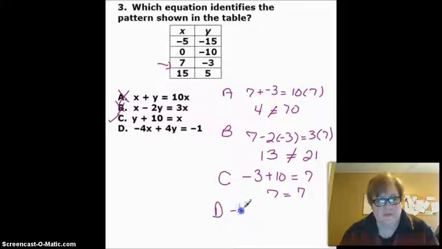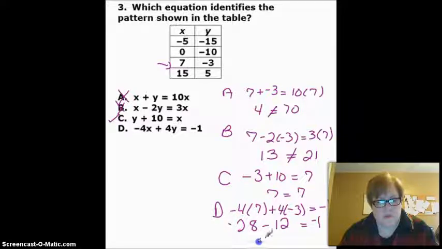Okay, so negative 4 times x, which is 7, plus 4 times y, which is negative 3, equals negative 1. Okay, so negative 4 times 7 is negative 28. Negative 4 times 3 is negative 12. Negative 28 minus 12 is going to be negative 40. And I think we can quickly see that negative 40 does not equal negative 1, so it cannot be D. So we have found our answer is C. All right. I like that method.